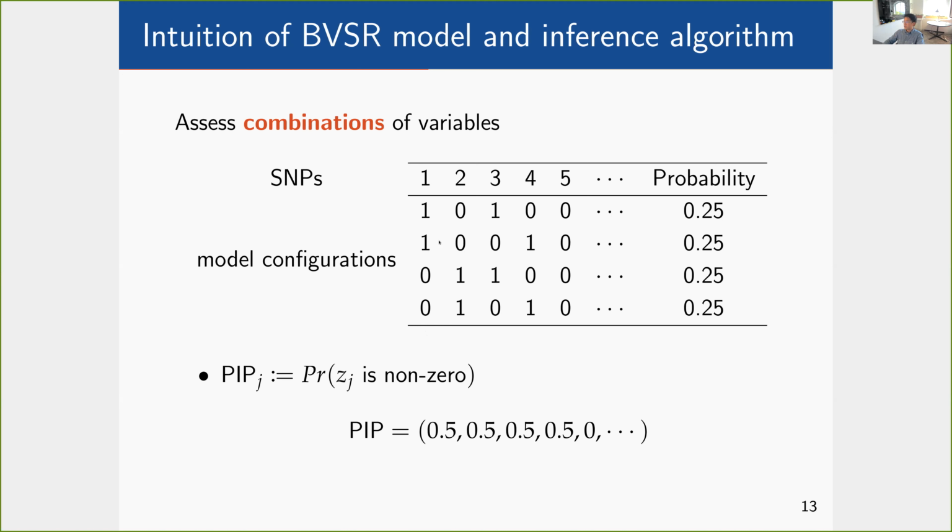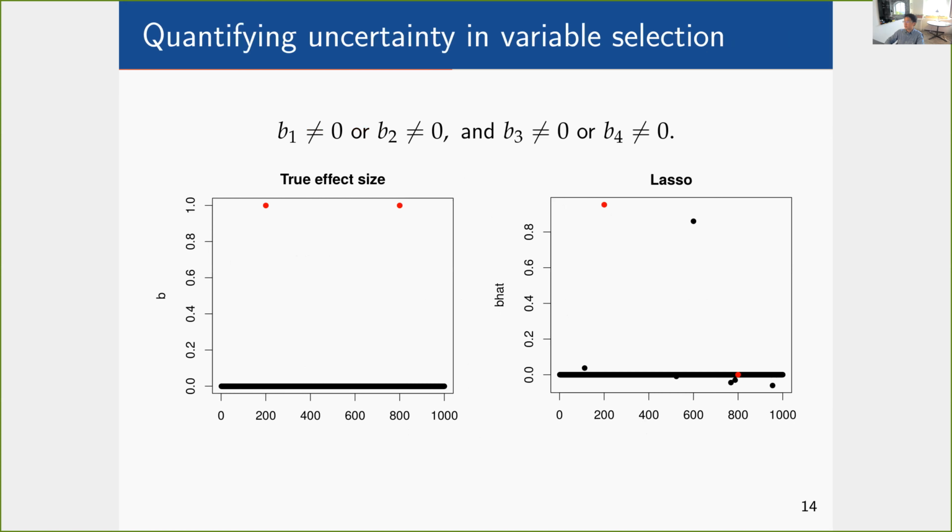But as you can understand, enumerating all these configurations and computing the Bayes factors, that's a major challenge, especially when P is large, right? 2 to the P is an exponential problem. So that's the number one challenge.